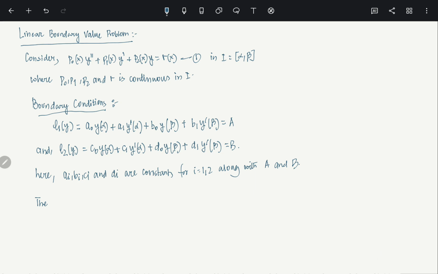So first of all, let's put it this way: the differential equation 1 with r of x equal to 0, together with the homogeneous boundary conditions.